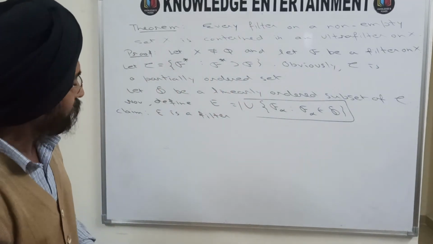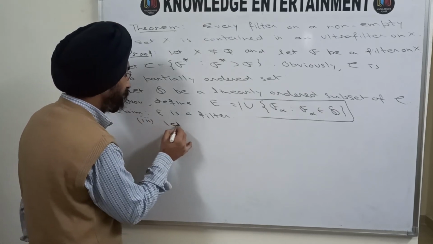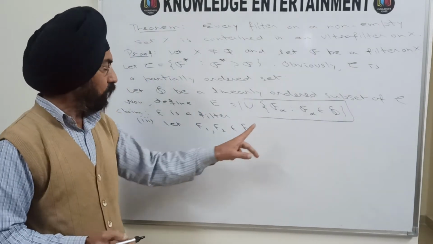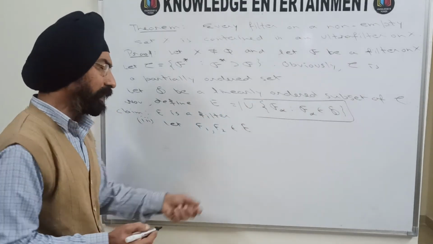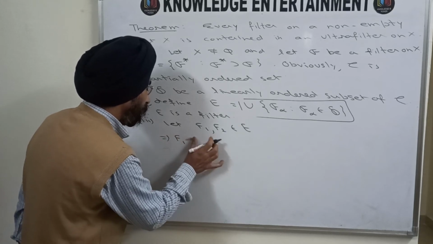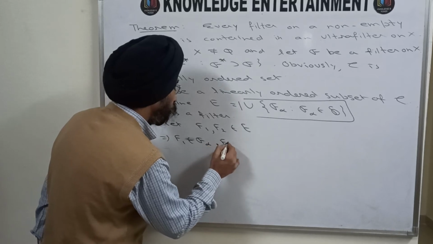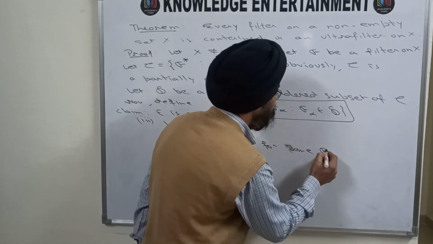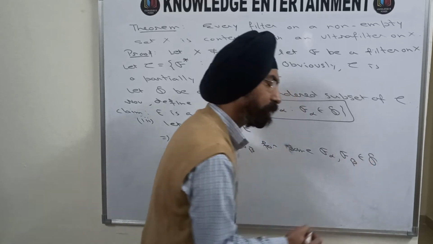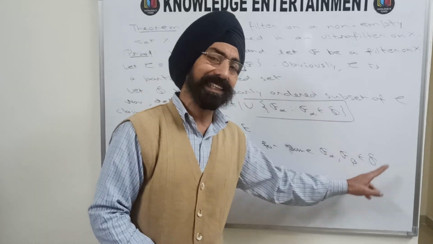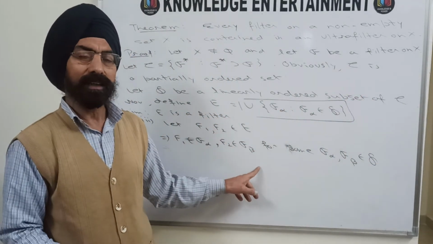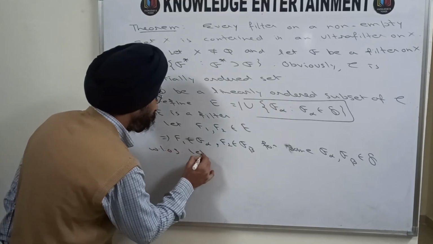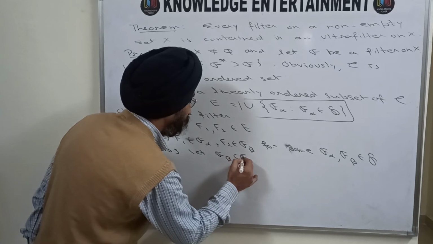In the third one, we will take two members of E. Let F1, F2 be two members of E. Once again, E is the union of these. So definitely F1 belongs to some F alpha, F2 belongs to some F beta, for some F alpha, F beta belonging to D. Now F alpha and F beta are members of D and D is linearly ordered. That means either F alpha is contained in F beta or F beta is contained in F alpha. Without loss of generality, let F beta be contained in F alpha.